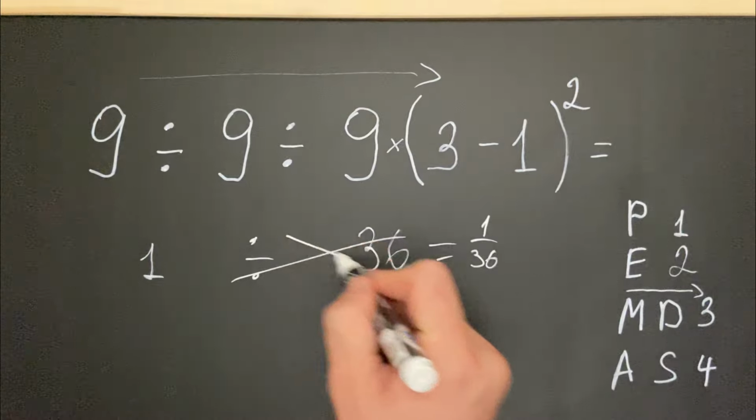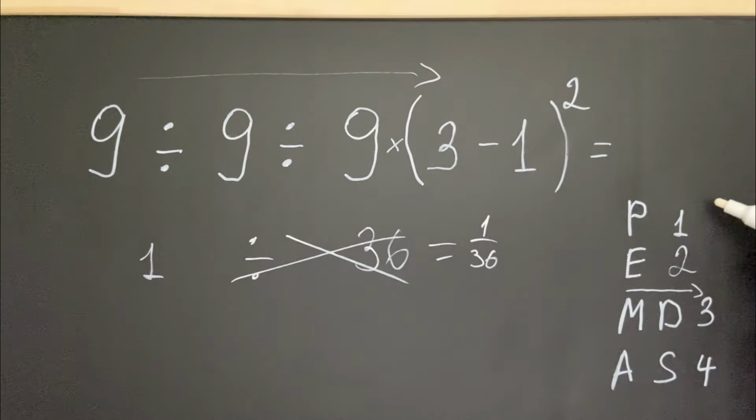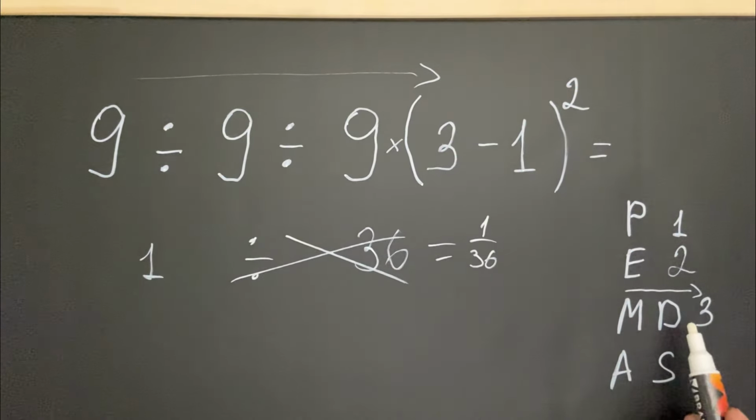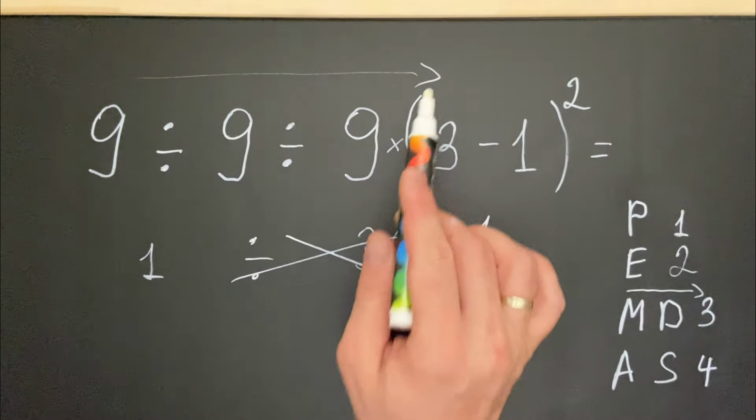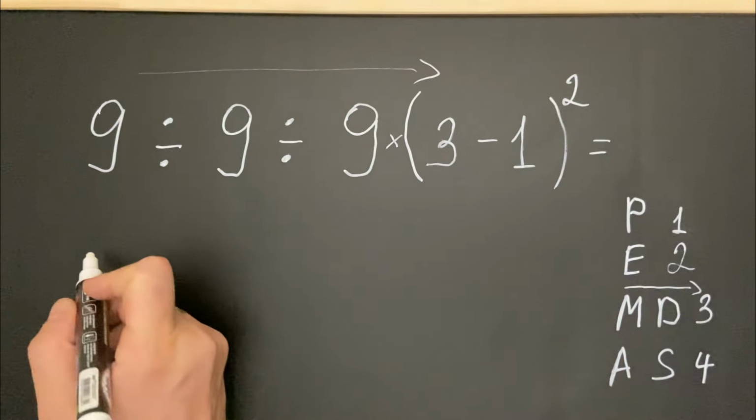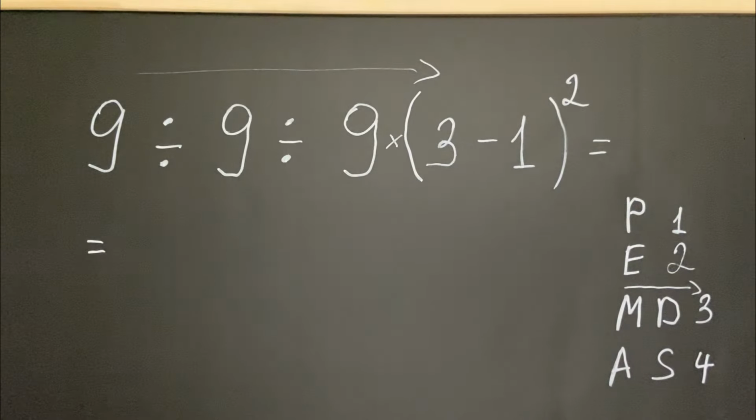But of course, this is not correct, because we must follow the order of operations, and multiplication and division must be done from left to right. Okay, this said, let's start solving the equation.